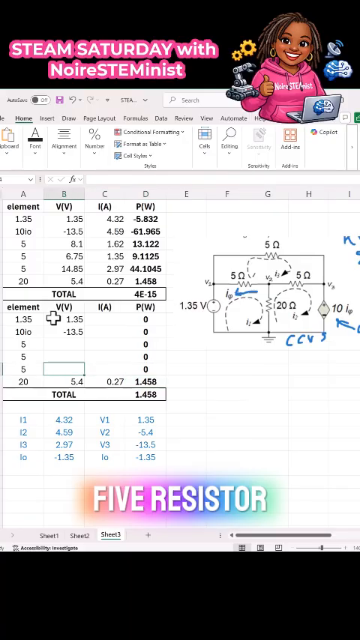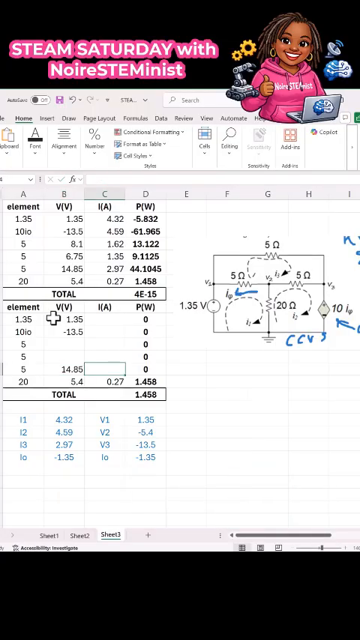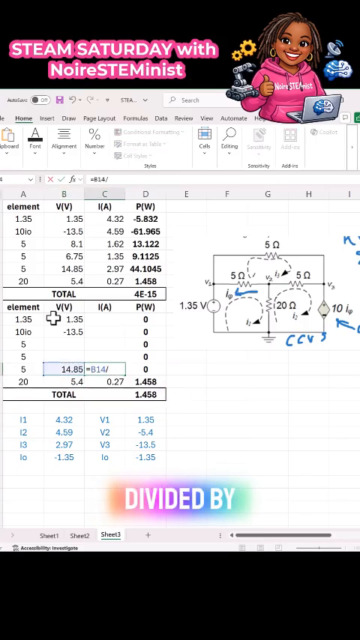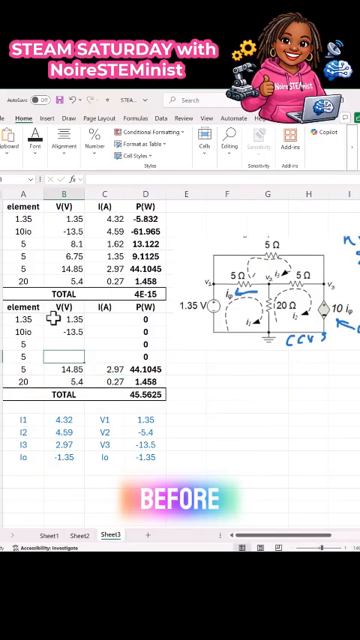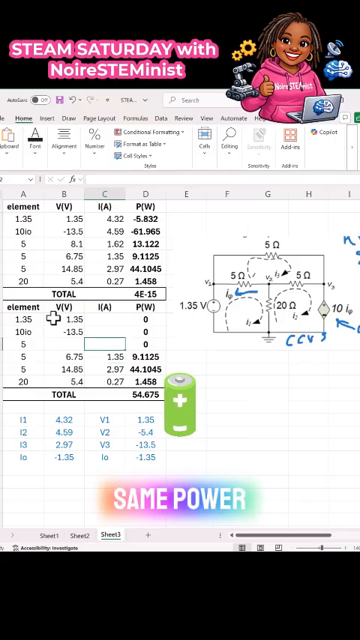And then for the top 5 ohm resistor, it's going to be V1 minus V3, or that is 1.35 minus negative 13.5. And once again, the current is going to be that voltage divided by resistance. And that's 44, which is exactly what we got before. And now we're going to do our next 5 ohm resistor, which is going to be V1 minus V2. So that's going to equal 1.35 minus negative 5.4. And so that's going to equal voltage divided by resistance. And we get the same power for that one.